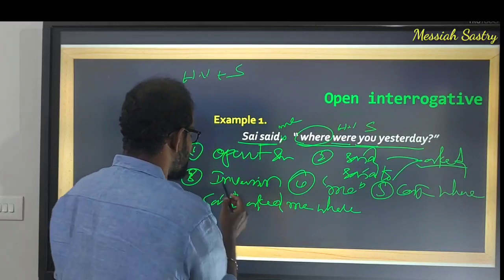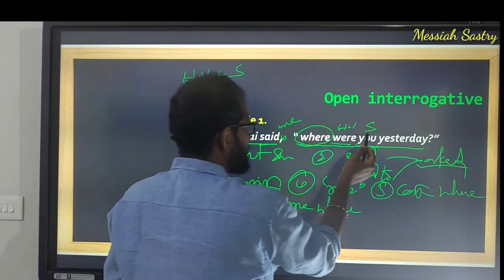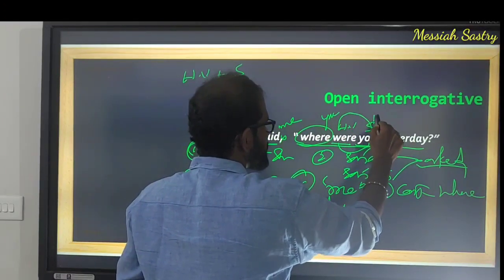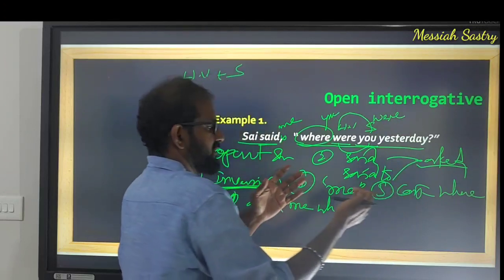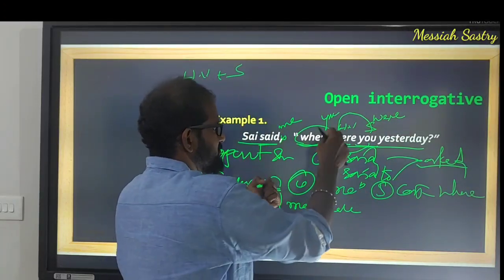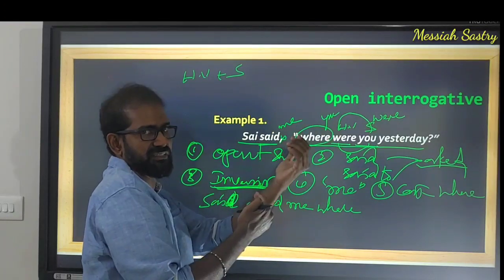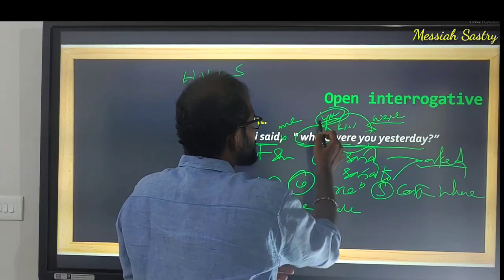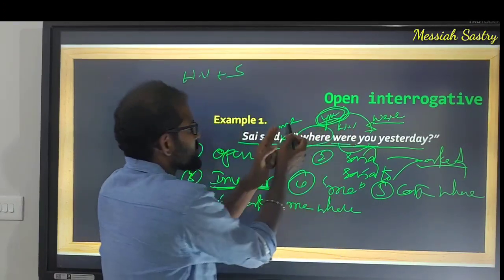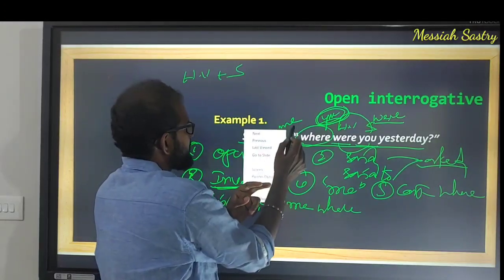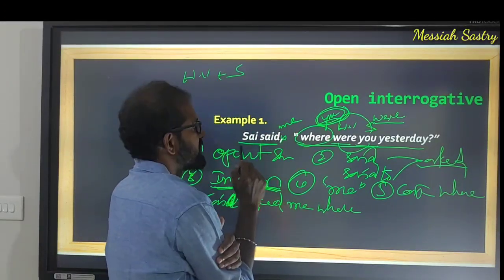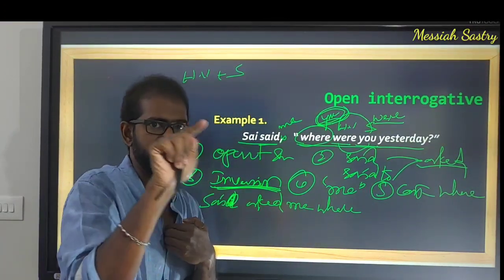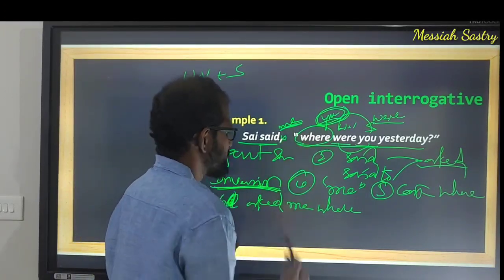And there must be inversion. What is this inversion? You comes here, were goes there. I told you there will be an interchange. What is the interchange? Subject and helping verb, they interchange their places. Now who does this you refer to? You refers to the listener. Sai said to me, where were you yesterday? That you refers to me. So I write I.